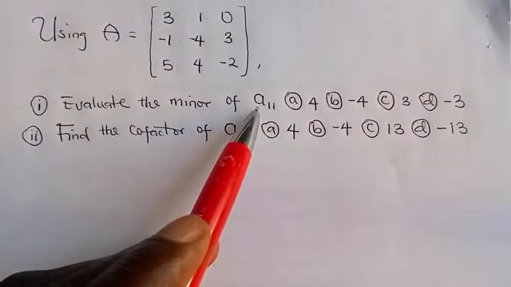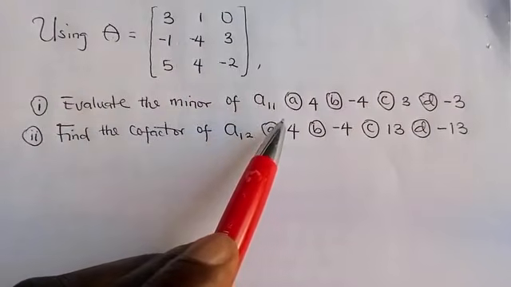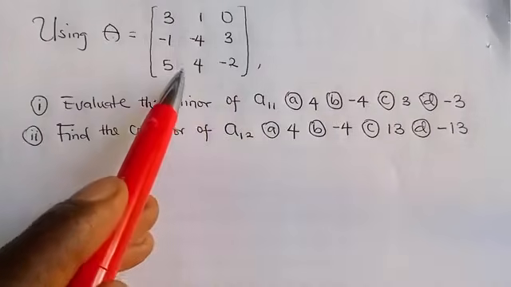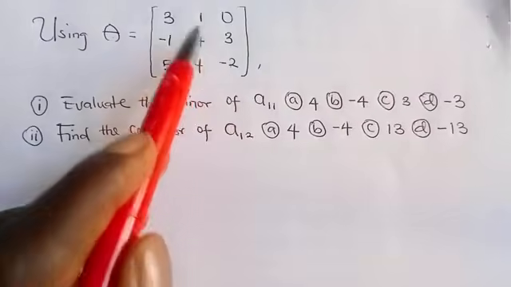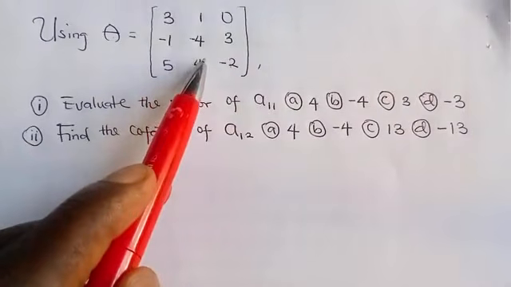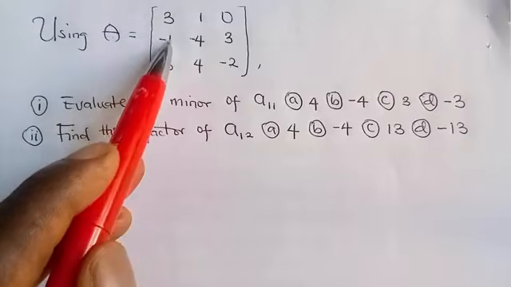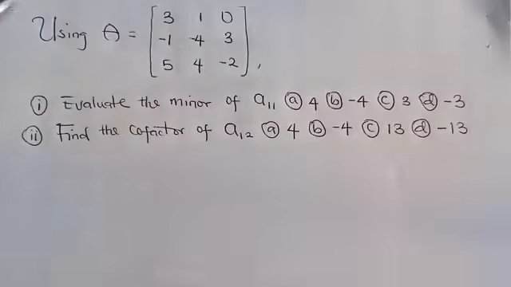For instance, you can also be asked to find A32. A32 now will be row 3, column 2. So you are deleting row 3, column 2 when it is A32. So that you are left with this and then this.